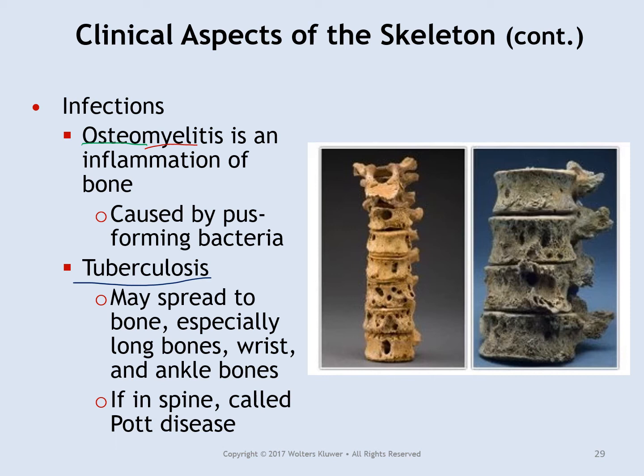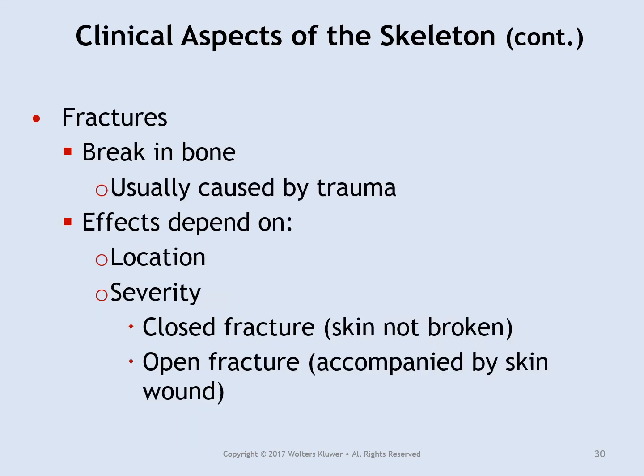If you see it in the spine, which is what we see here, this is called pot disease. And you can see these giant holes in the vertebrae, the lumbar vertebrae here. This is where the mycobacterium has just been eating its way through the bone. You can imagine this is incredibly painful. It also significantly weakens the bones, so that makes your patient more susceptible to fractures in the lumbar vertebrae.